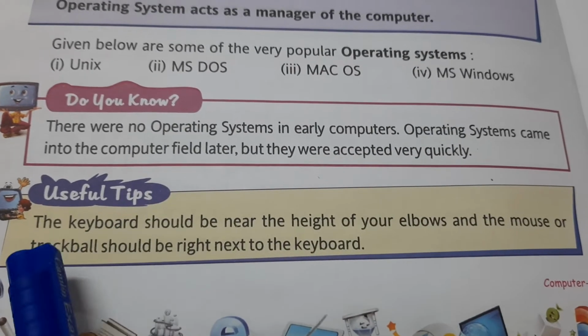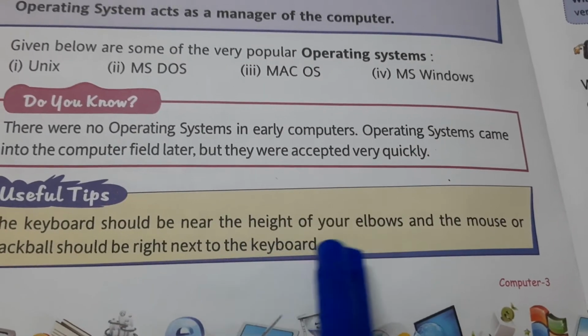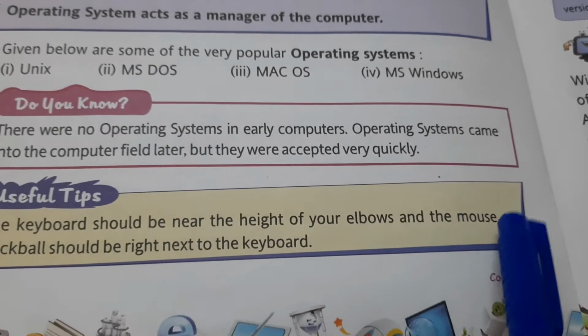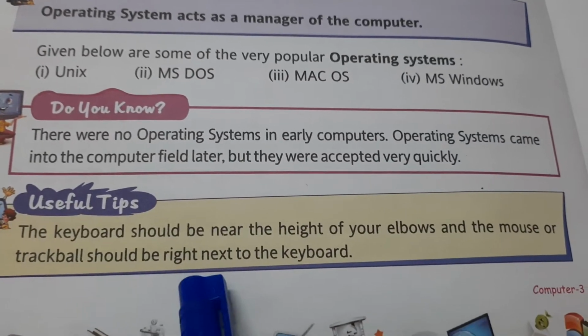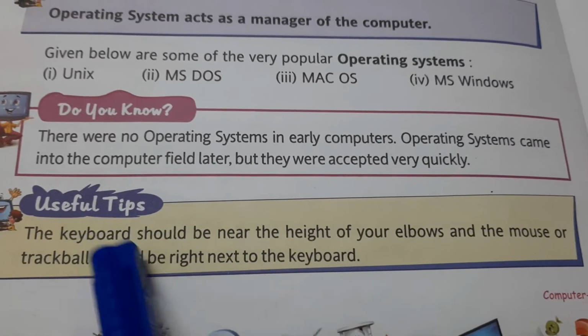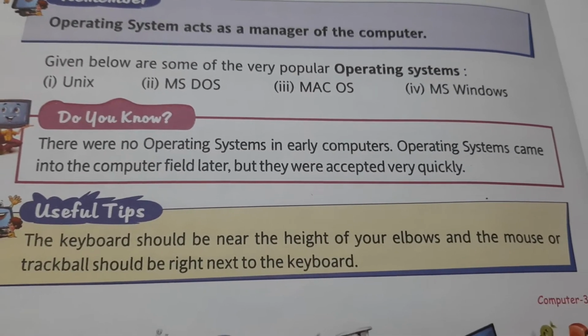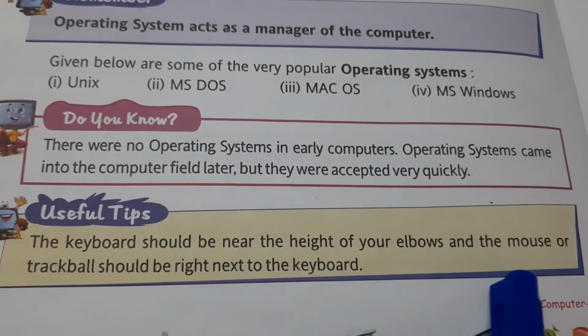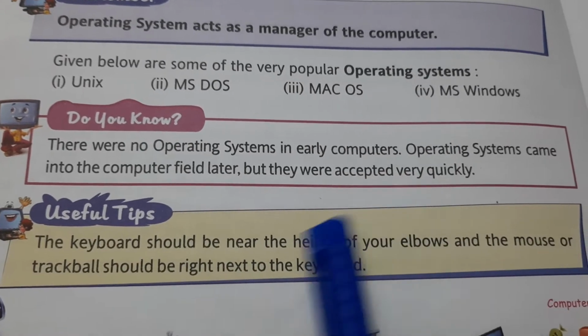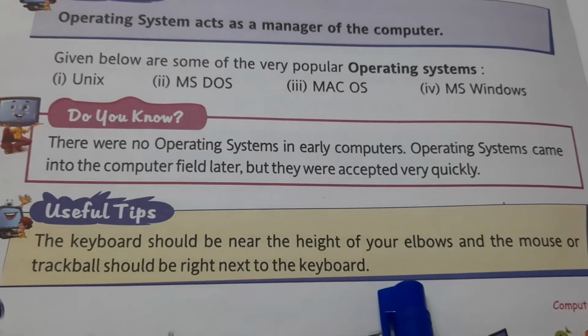Now, the tip is that the keyboard should be near the height of your elbows, and the mouse or trackball should be right next to the keyboard. So, this is so that you don't have any problem in using the keyboard and also the mouse, that you should be taking care how you are keeping them.